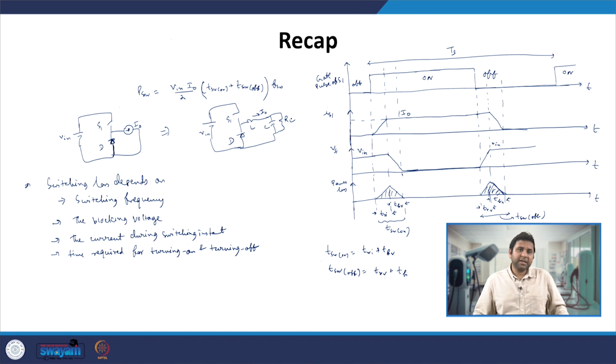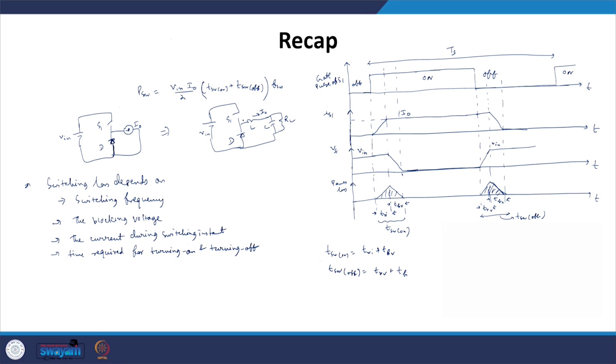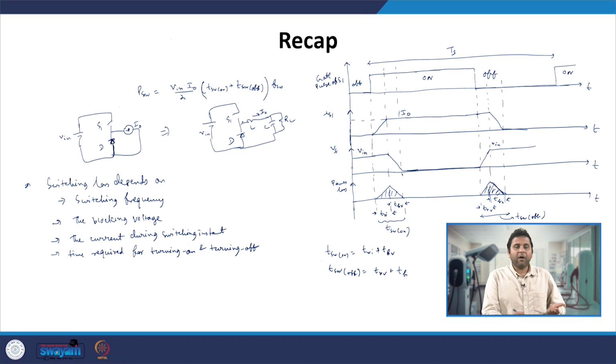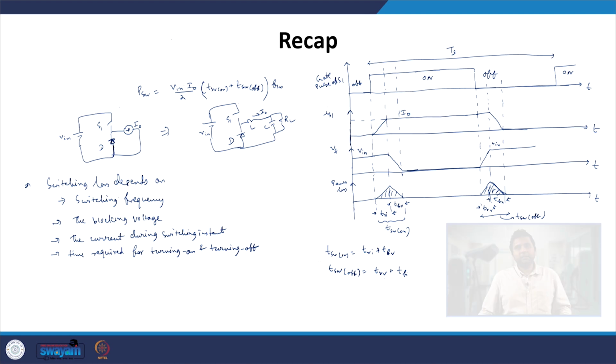Here if we look very carefully, the switching loss depends on the switching frequency, the number of times the transition is happening, the blocking voltage of the device, which is the voltage it will block once it is off and the voltage coming from the non-zero value to zero when it is turning on, the current flowing through the switch when it is on, and finally the time required for turning on and turning off of these devices. So our switching loss depends upon that.